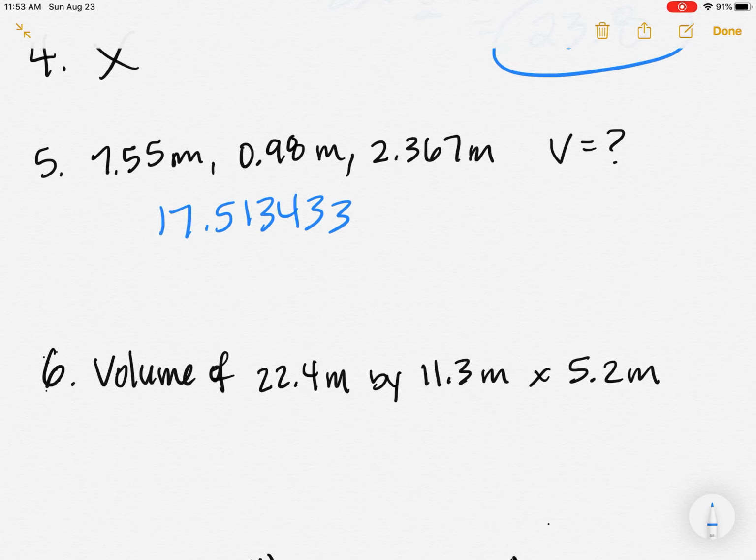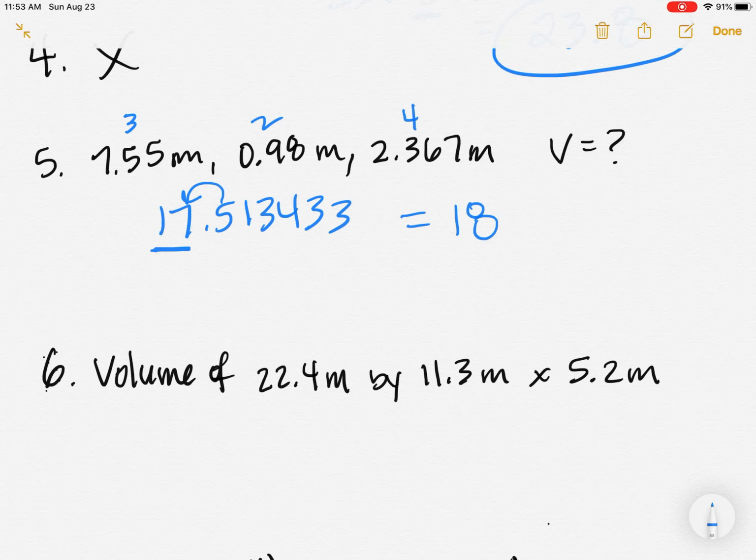So again, this time it's about sig figs because we multiplied. It has nothing to do with decimal places. So I'm thinking about how many sig figs are in the number 7.55. There are 3. How many sig figs are in the number 0.98? There are 2. And then sig figs in 2.367, of course, there are 4. So my final answer can only have 2 sig figs. So I'm interested in these. And of course, I ask, will the 5 round this up? And the answer is yes. So I'm going to report my answer as 18 in this case.